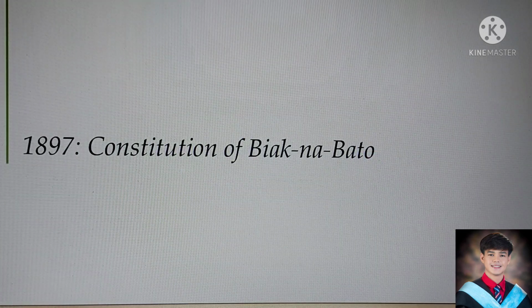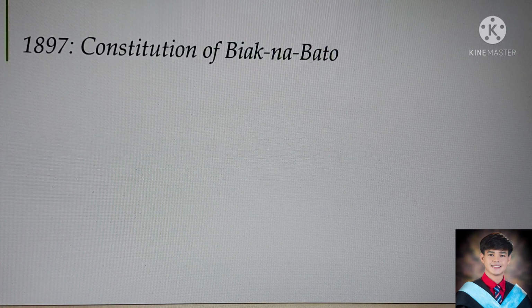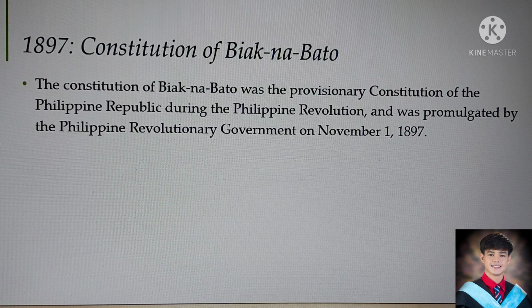Number 1 is the 1897 Constitution of Biak-na-Bato. The Constitution of Biak-na-Bato was the provisional constitution of the Philippine Republic during the Philippine Revolution and was promulgated by the Philippine Revolutionary Government on November 1, 1897.